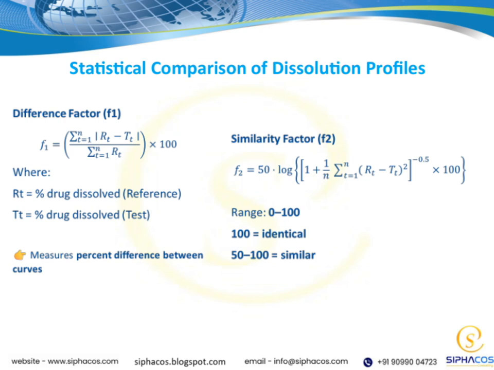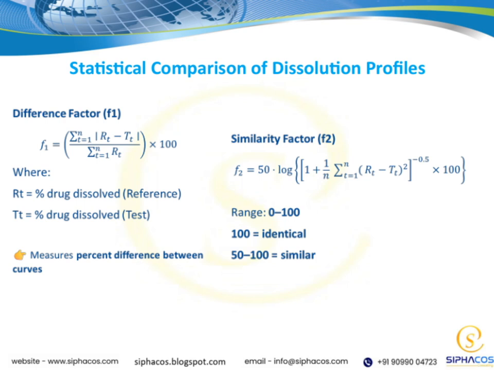Highlighting the importance of this comparison, it's not just about the numbers. It's about ensuring consistency in drug release, which ultimately affects patient outcomes. Connecting this to the overall theme, statistical analysis provides us with a robust, scientific way to validate our formulations and ensure quality control throughout development.